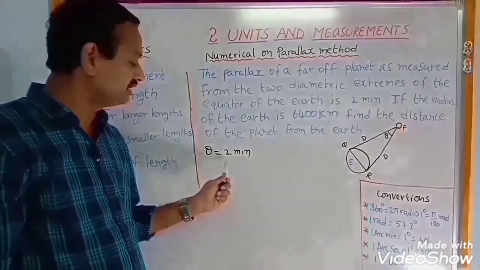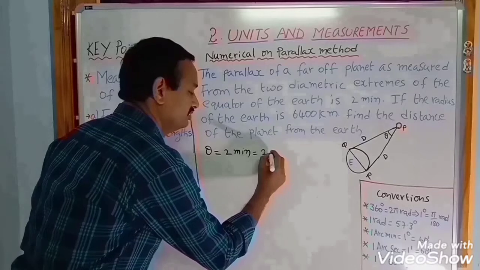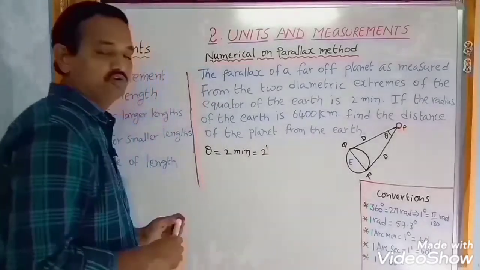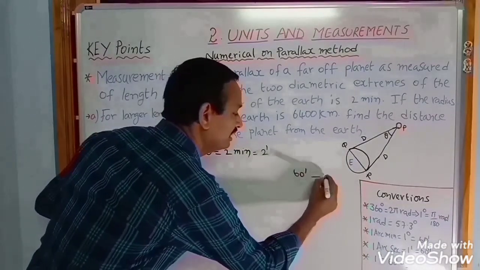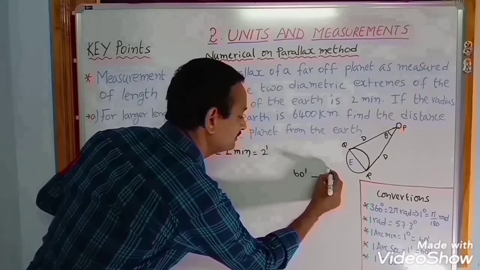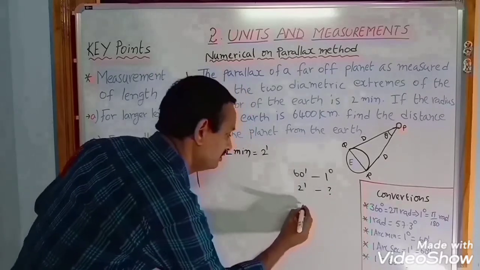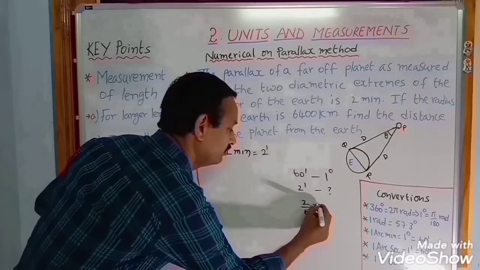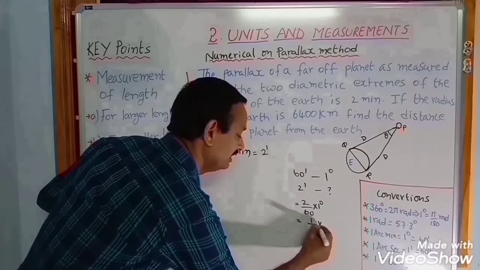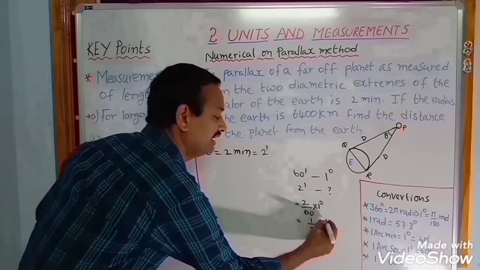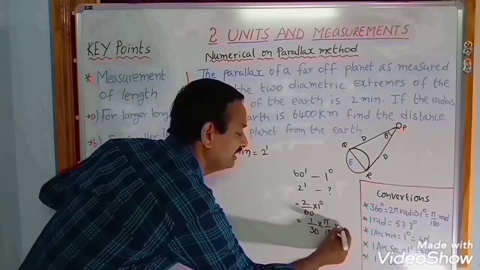So we need to convert in terms of radians. Here, theta equals 2 minutes. If you see the conversions, 60 minutes equals 1 degree. So 2 minutes means how many degrees? Here, 2 by 60 into 1 degree, that equals 1 by 30 into 1 degree. 1 degree means pi by 180 radian. So pi by 180 radian.